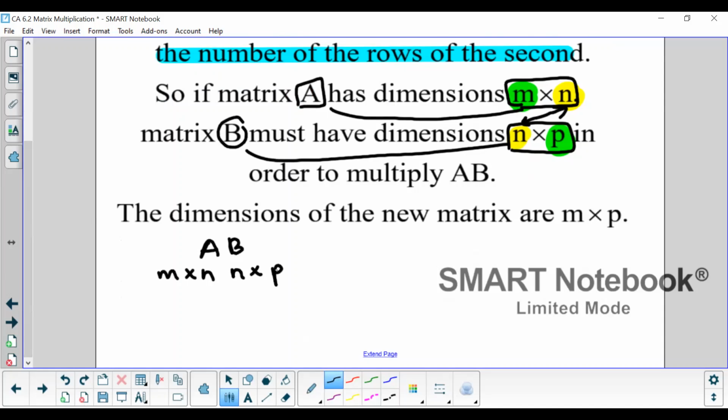And I will remind you to check some stuff. I will remind you to check that these numbers are the same. That's the columns of the first have to match the rows of the second. And then I will remind you that these on the outside are going to be the dimensions of your new answer matrix. So the answer matrix is going to be M times P. So the rows of the first will be how many rows your answer has. The columns of the second will be how many columns your answer has. And we'll do this with repetition, you'll get the hang of that better.